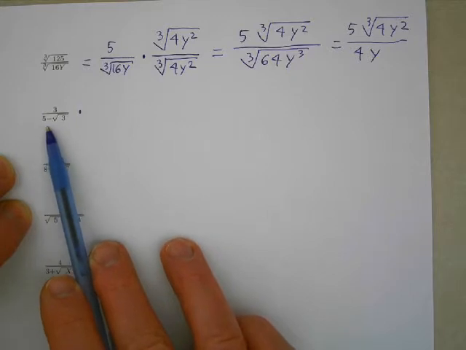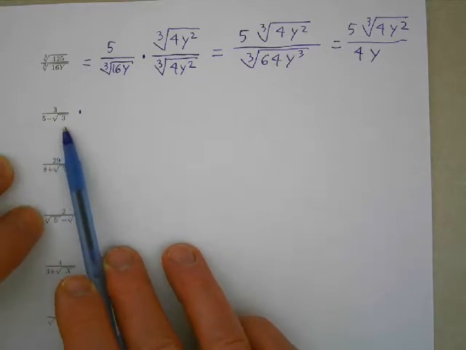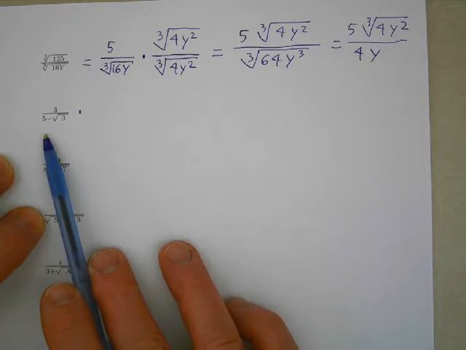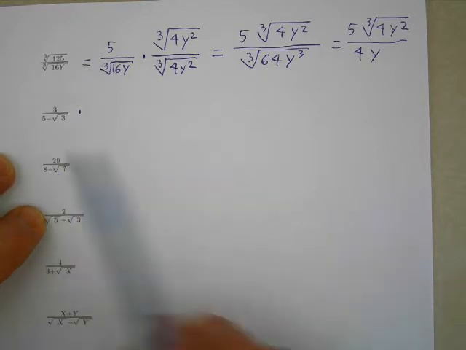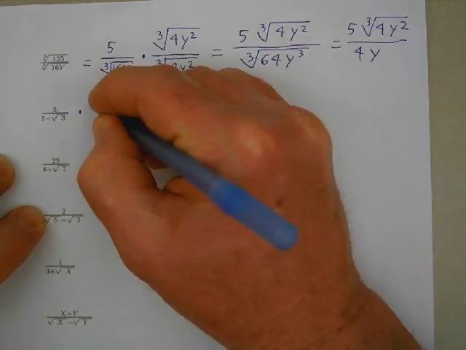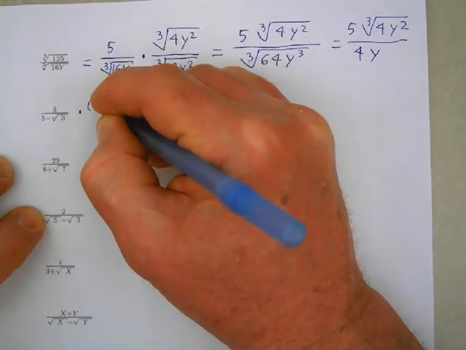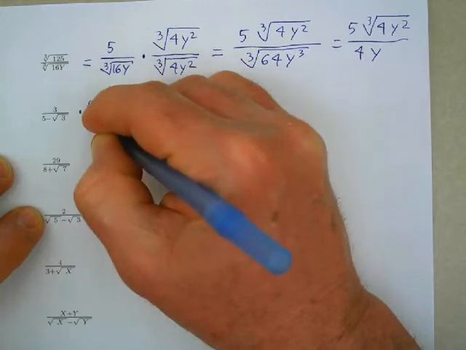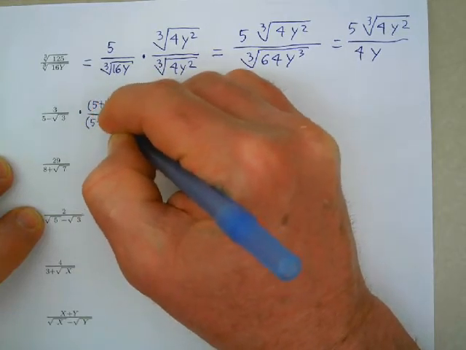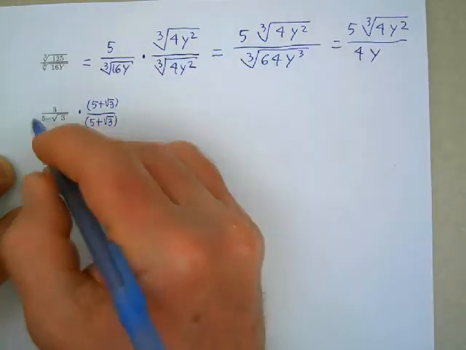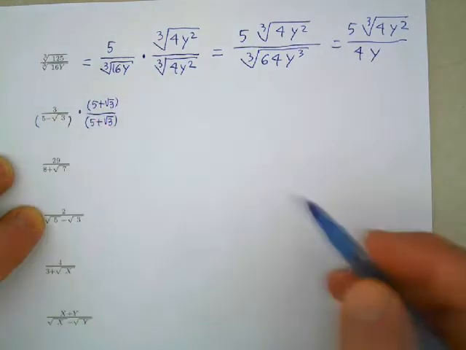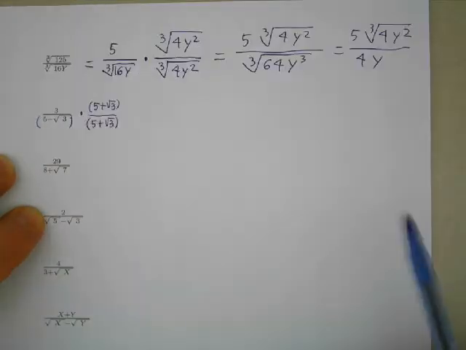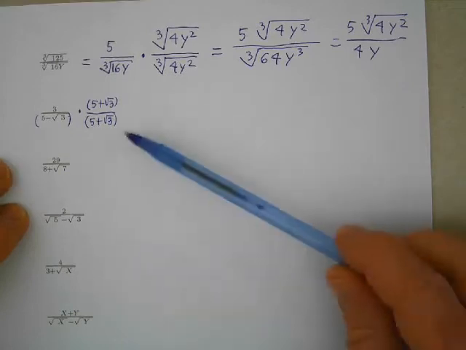This denominator is 5 minus the square root of 3. The conjugate of that is 5 plus the square root of 3. So we're going to multiply the numerator by 5 plus the square root of 3 and the denominator by 5 plus the square root of 3. We're just multiplying by 1, so we're not changing the value of the number, we're just changing its form.